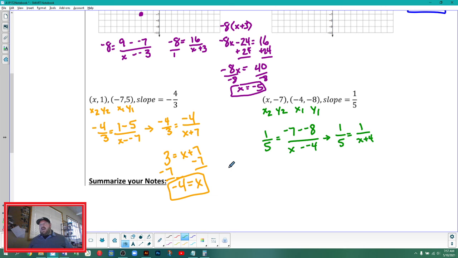Let me show that just by cross-multiplying this one, even though cross-multiplying isn't going to do anything. 1 times x plus 4 is x plus 4. 5 times 1 is 5. So we'd get the same thing. Subtract 4 on both sides. Those go away. And we get x is equal to 1.